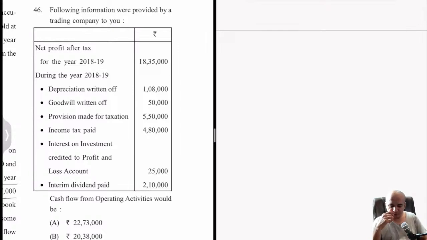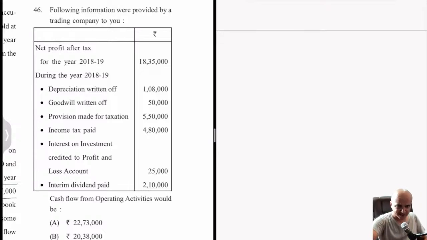From the following information provided by a trading company, net profit after tax is given as 18,35,000. During the year 2018-19, depreciation was written off, goodwill was written off, provision was made for taxation, income tax was paid, interest on investment was credited to the P&L account, and an interim dividend was paid. Cash flow from operating activities would be.